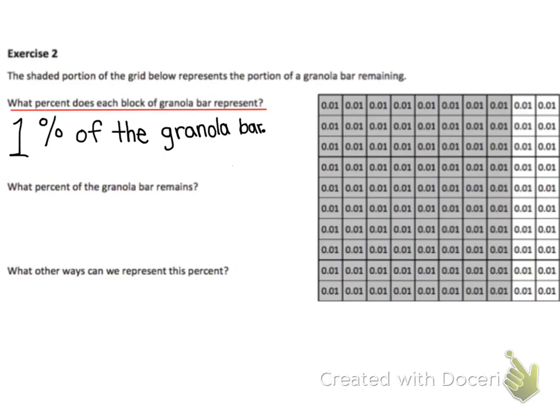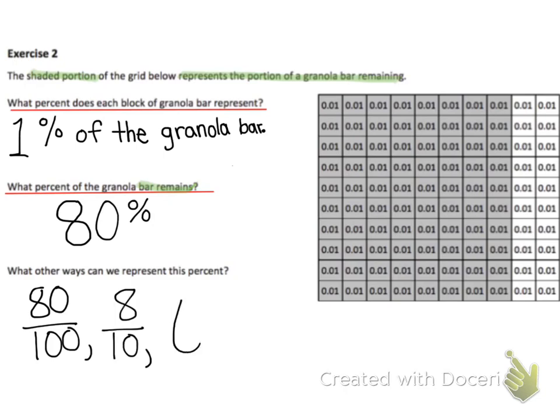And what percent of the granola bar remains? So remains, I know that the shaded portion is what's left over. I have 80 units shaded in, right? So that would be 80%. And what other ways can we show this percent? We can show 80 over 100. We can reduce that to 8 out of 10, and we can write it as a decimal, 0.80.